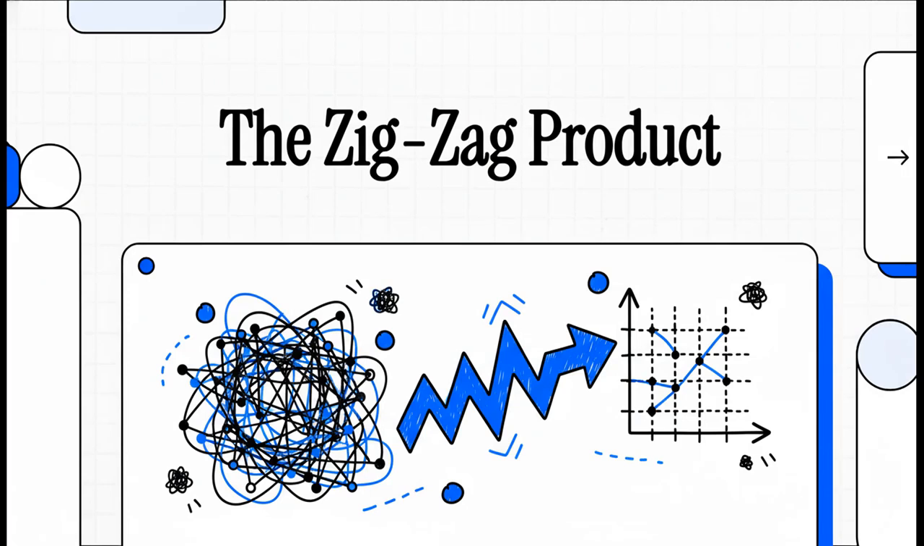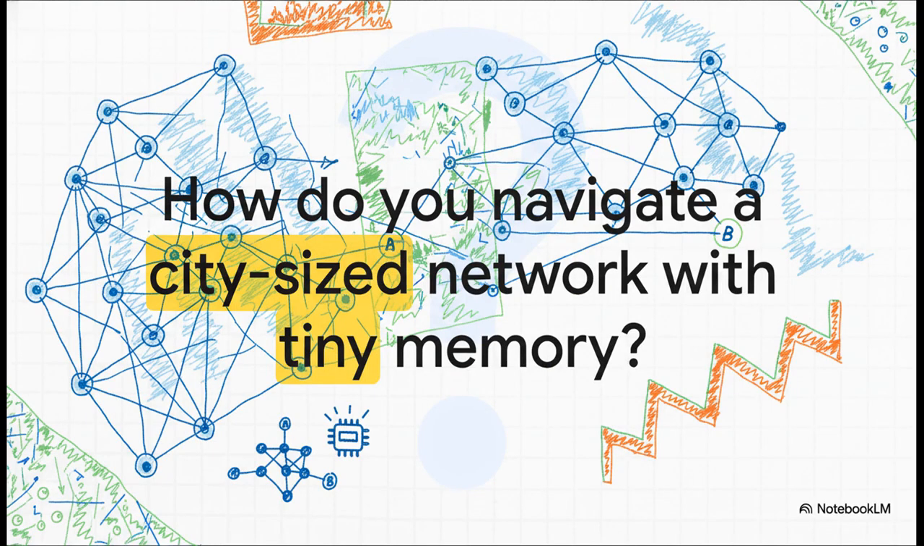Today, we're going to dive into a mathematical tool that has, seriously, one of the best names I've ever heard, the Zig Zag Product. And it's not just a cool name, it's a secret weapon for solving problems that seem impossibly huge. So let's start with a puzzle.